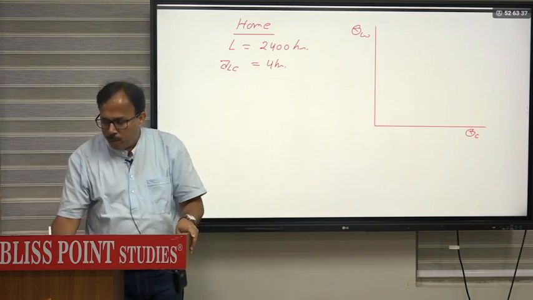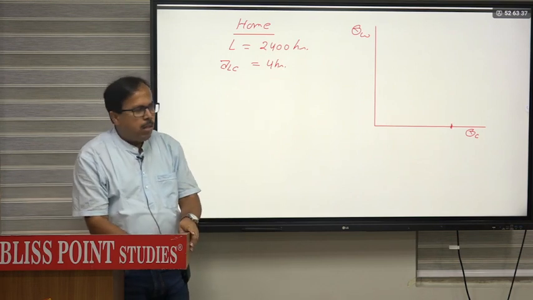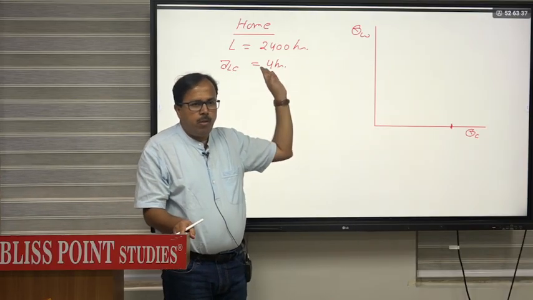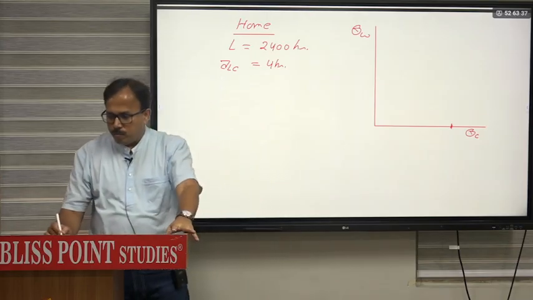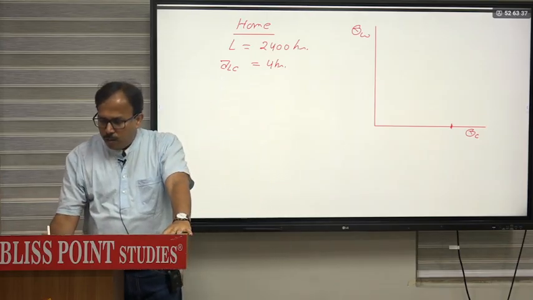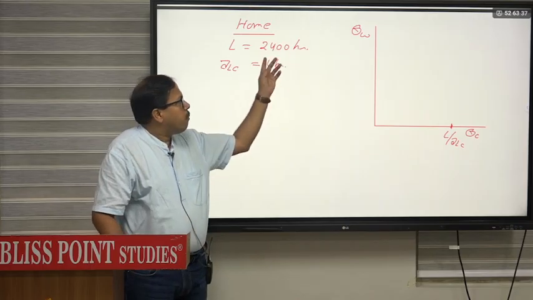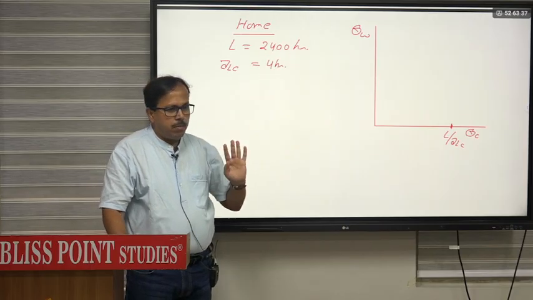So you will mention this point here. Maximum quantity of cheese that can be produced is equal to what? 2400 upon 4. You can write it in terms of numbers, or otherwise in general terms, L upon ALC, whatever be the number. 2400 upon 4, that number you write there as 600.